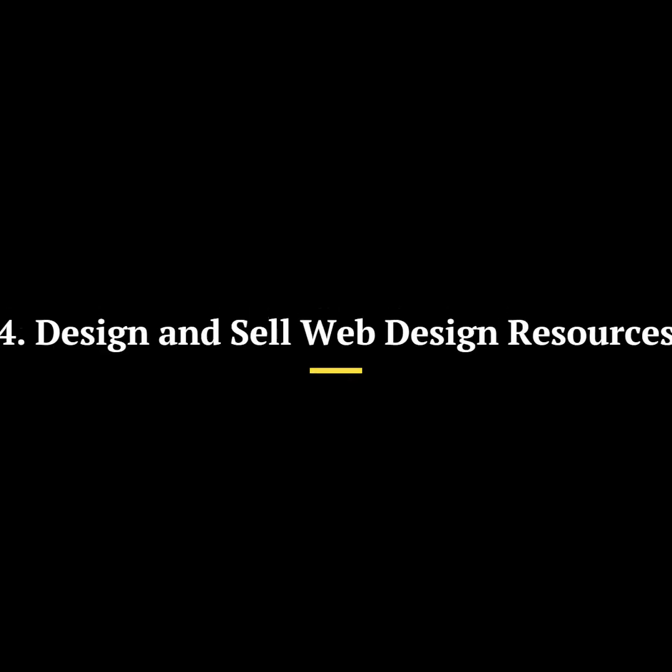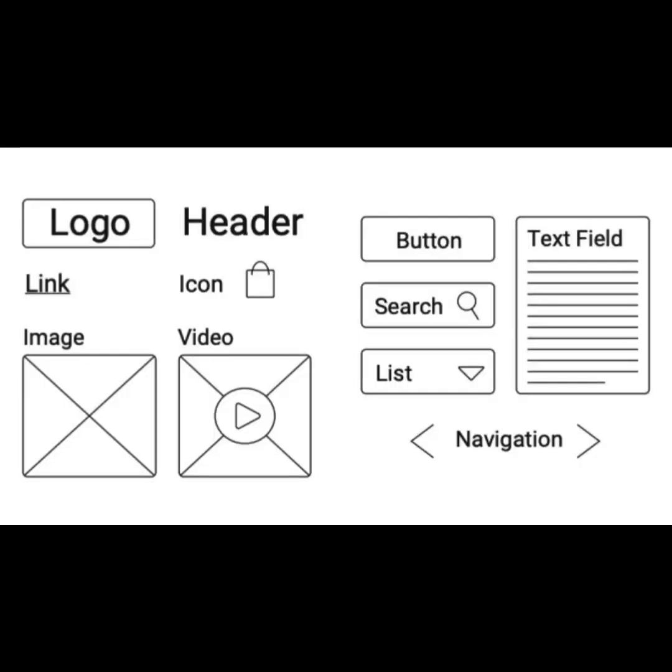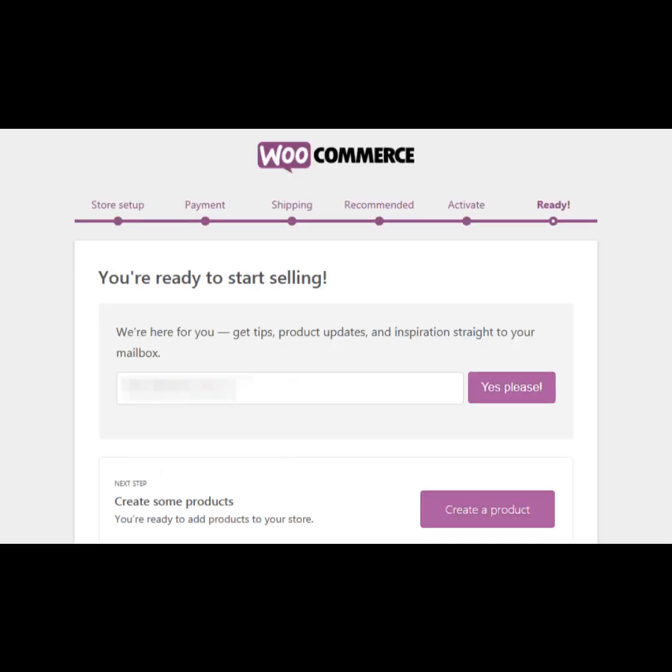4. Design and sell web design resources. Step 1. Create valuable resources. Develop web design resources such as icon sets, UI kits, website themes, or design elements. Ensure they are of high quality and can save time for other designers. Step 2. Set up an e-commerce platform. Build a website using platforms like Shopify, WordPress with WooCommerce, or BigCommerce to showcase and sell your design resources.